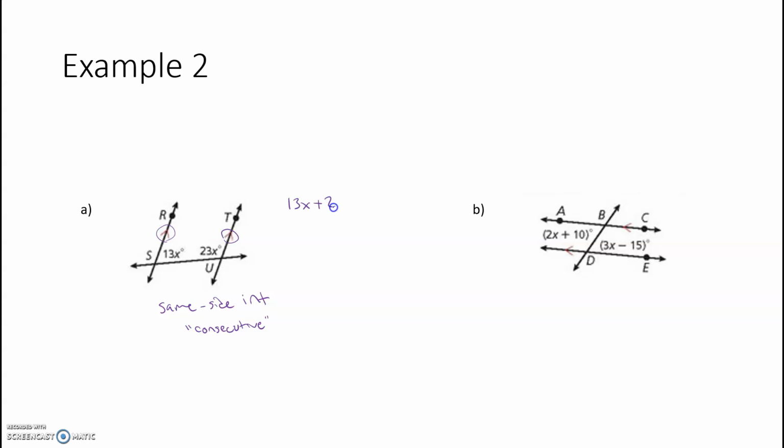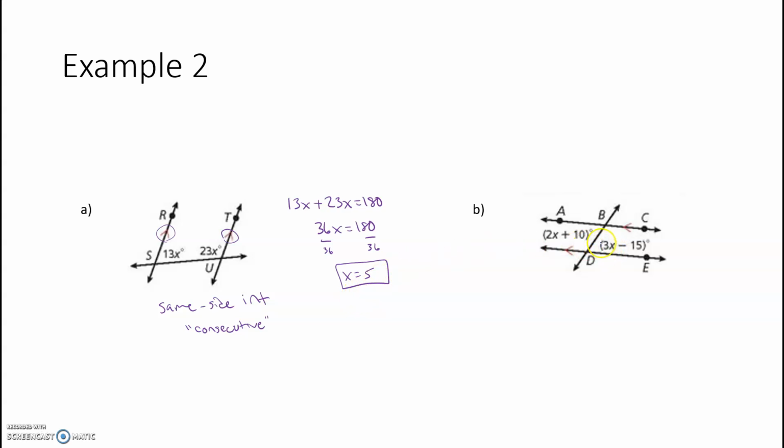13x plus 23x should equal 180. So we have 13x plus 23x. That looks like 36x equals 180. And then we're going to divide both sides by 36. So 180 divided by 36 gets me 5. And we're just going to stop. We're going to find x in this.